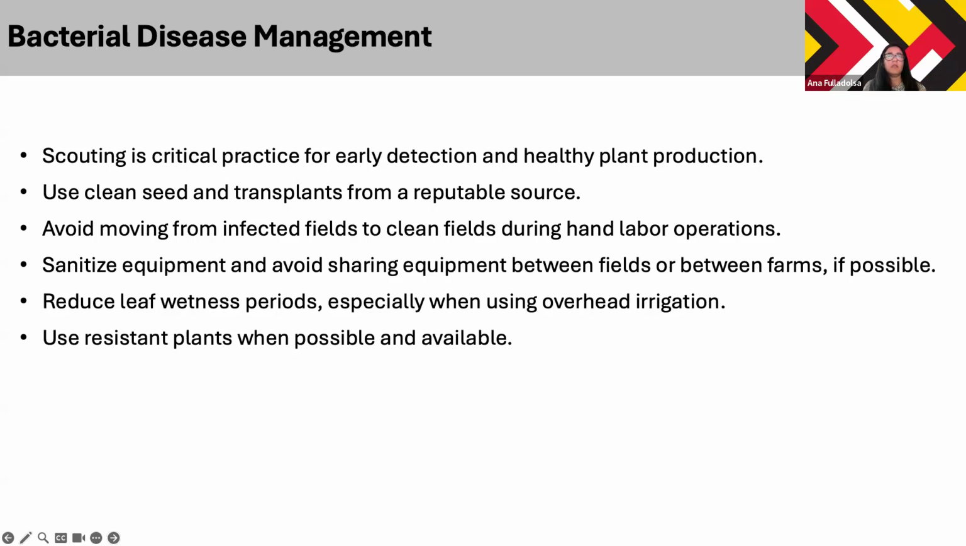So a leaf wetness period I already mentioned, and then sanitation is going to be important because again, the bacteria can be transmitted very easily. And in the case of Clavibacter, if there is any mechanical processing of the plants after harvest, then it's going to be very important to sanitize equipment. There are some resistant plants that can be used for bacterial diseases in general, but sometimes they're hard to find.